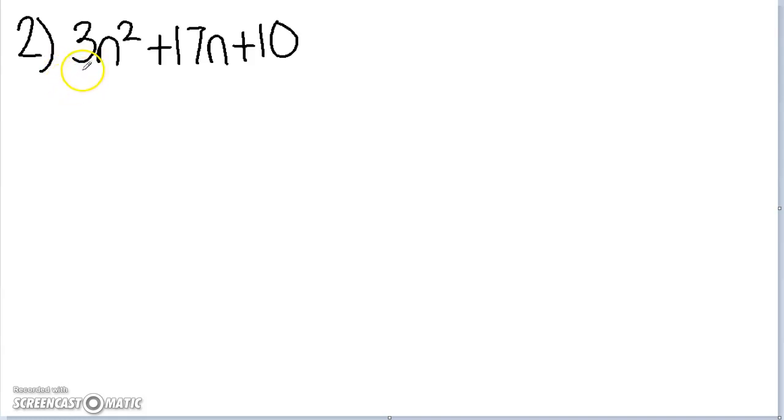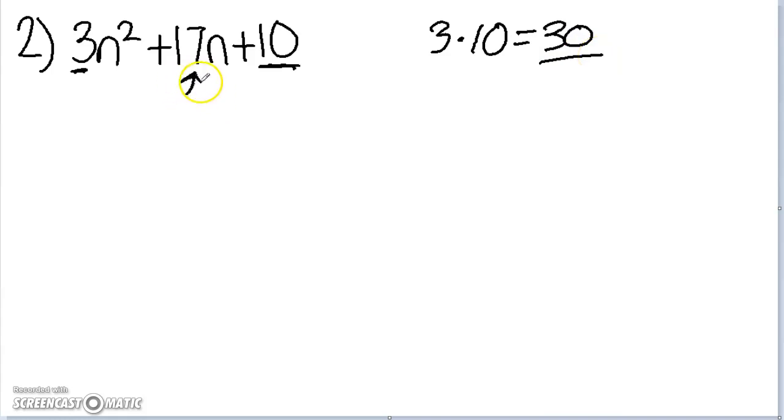What we're going to do as our first step is always look for a GCF, a greatest common factor. We don't have one in this case. So for master product, we're going to take the first term that we have, that leading coefficient, and multiply by our last term. So I'm going to have 3 times 10. That gives me 30.